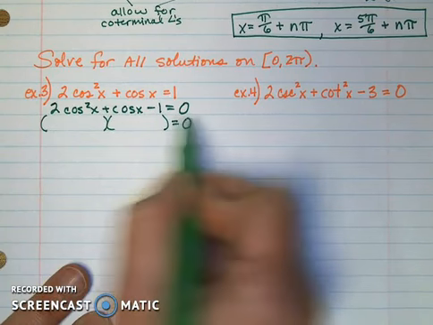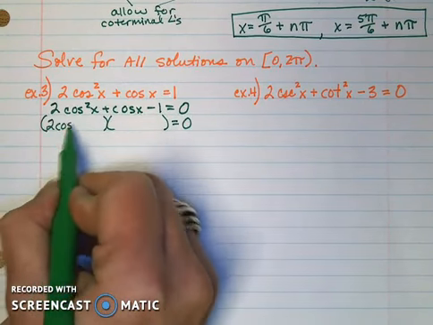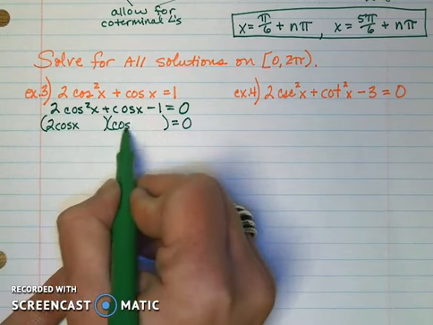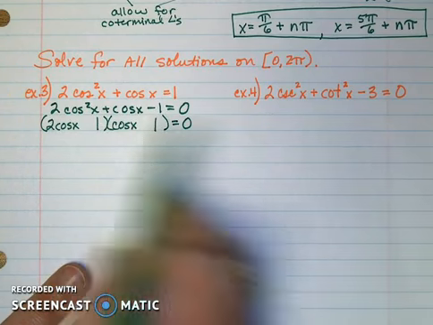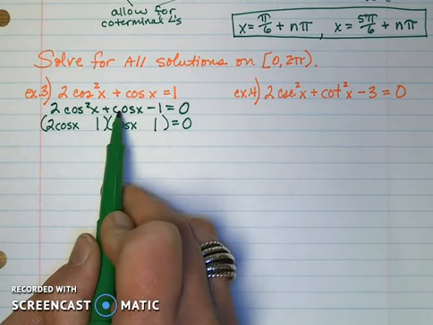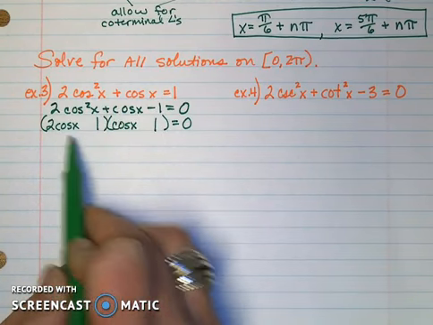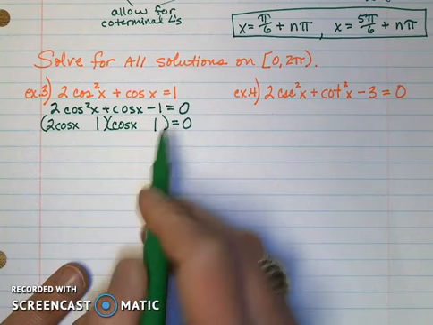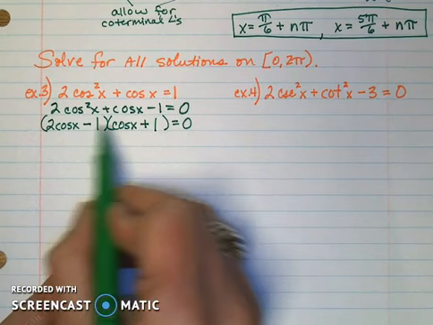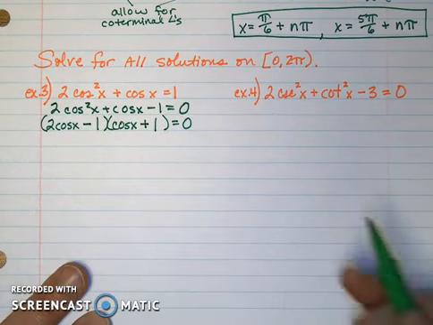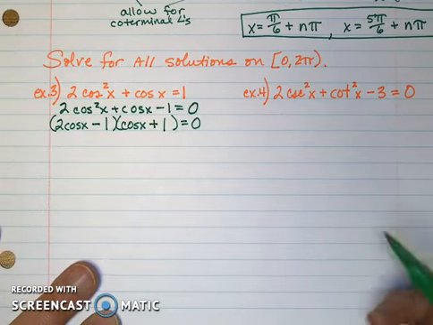So I've got 2 cosine, cosine. The only way to get a 1 is with 1s. Now I've got positive 1 in the middle for my middle term, which means I need my 2 cosine to be positive, that one to be negative. Double check, negative times positive gives me my negative. I'm good.